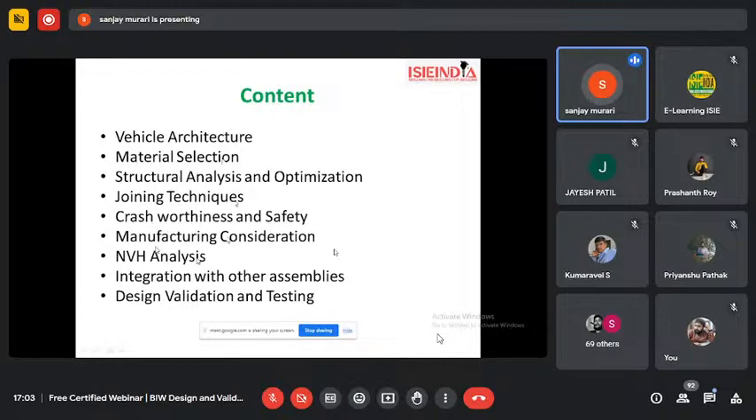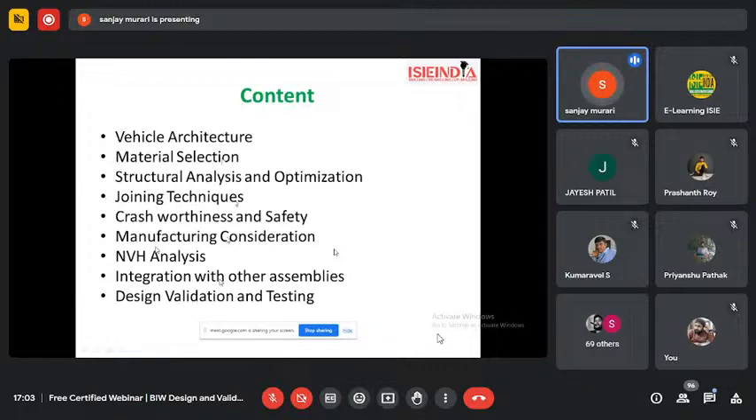NVH analysis, I'll be telling briefly about it. And the integration with other assemblies. It is similar to vehicle architecture, so while explaining vehicle architecture, we'll be dealing with this integration with other assemblies, how the BIW is connected, or how other assemblies are connected to the BIW, that will be seen.